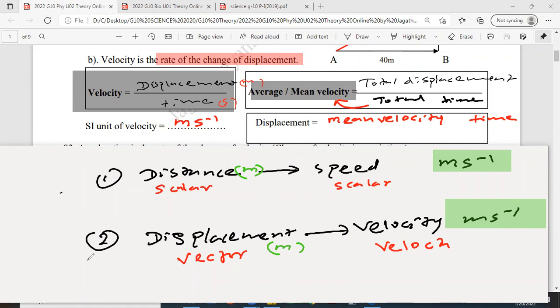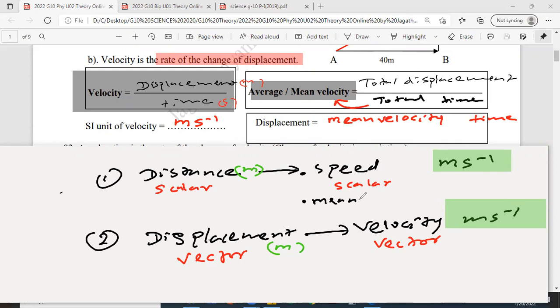Okay, if you want to copy this down in your short notebook: distance is a scalar, speed is also a scalar quantity, displacement is a vector, and velocity is also a vector. It should be vector, sorry. Right. You can add this to your short notebook. And what is the other one? Then for the mean speed you get the same unit. If they ask you to calculate the mean speed, you get the total.